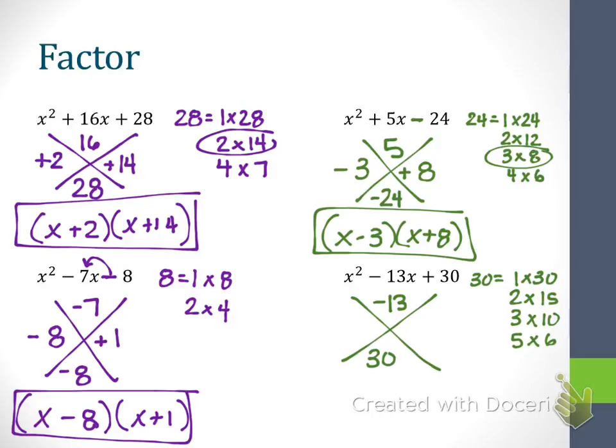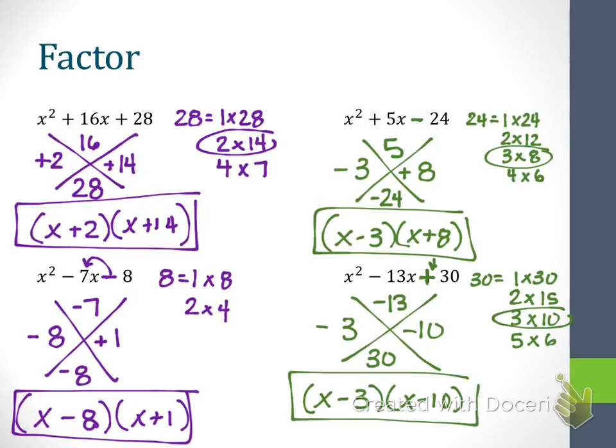So I asked myself, which ones add, because 30 is positive, to give me 13? Because there's two options here. I look and I say, ooh, 15 and 2, but 15 minus 2 is 13. That's not what I'm looking for. I'm looking for which ones add. So I say, oh, okay, 10 and 3, because 10 plus 3 is 13. But what is 13, positive or negative? Negative. So that means both of these have to be negative, okay? x minus 3 and x minus 10. And that is my final answer, okay?